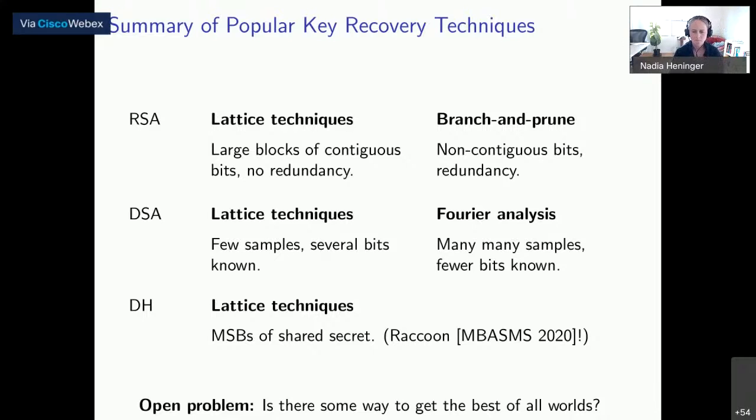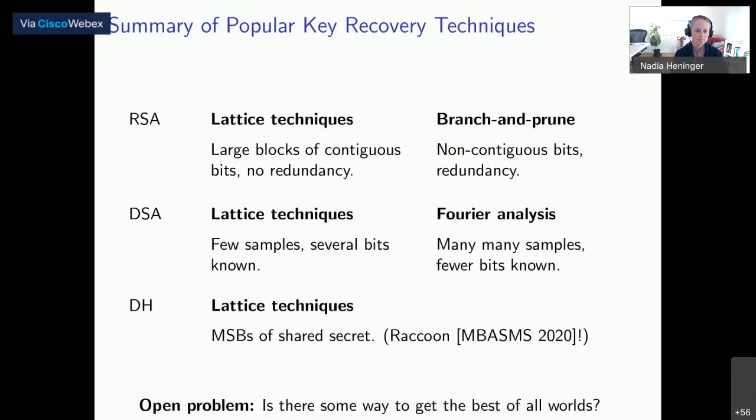So the open problems that I mentioned were the gaps between these techniques, where we didn't have good techniques to solve it. In the DSA case, if you have many bits spread throughout the nonce, we're again out of luck. This is something that comes up, so these would be interesting cases to solve. So that is all that I have. Thank you very much.